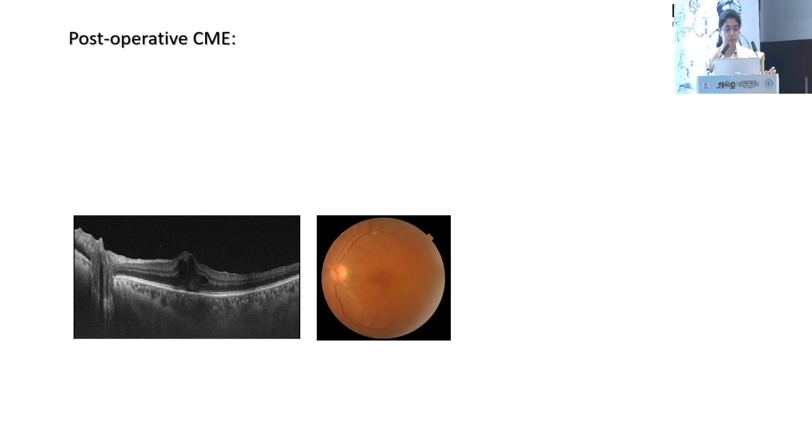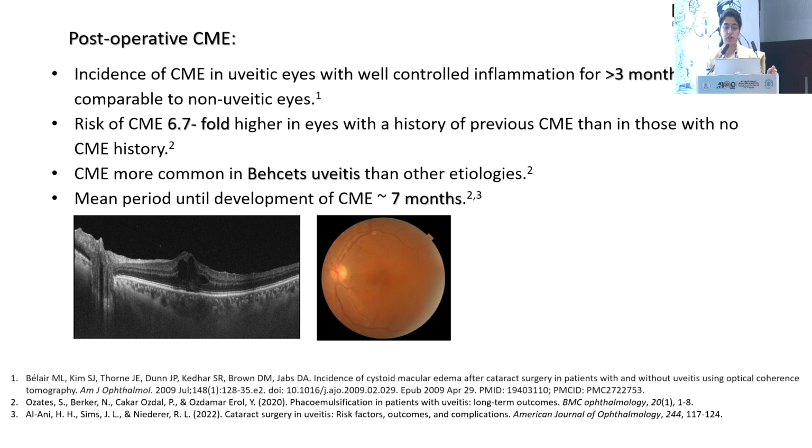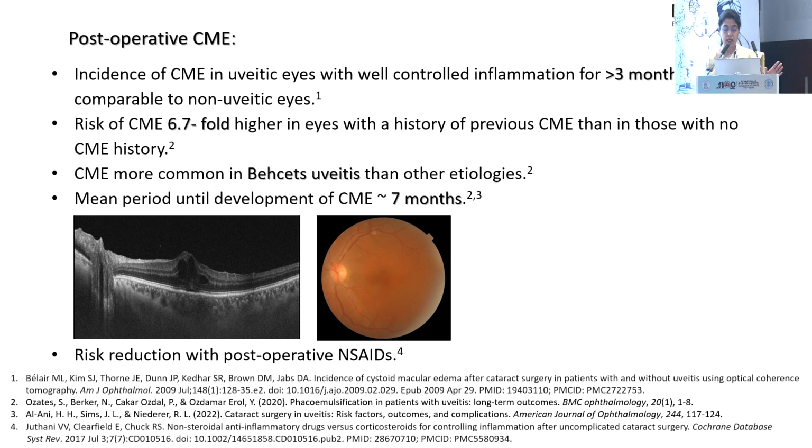Last 2 slides. Now, post-op CME, incidence of CME in uveitic eyes with well-controlled inflammation for more than 3 months is comparable to non-uveitic eyes. The risk of CME is 6.7-fold higher in eyes with previous history of CME. And CME is more common in Behçet's uveitis, and the mean period until development of CME in these eyes is 7 months. And the risk can be reduced by topical NSAIDs.